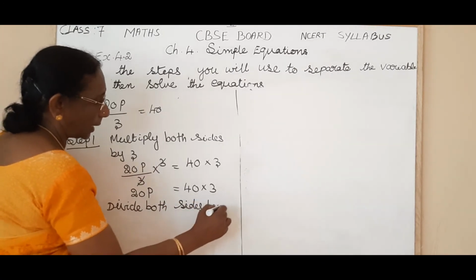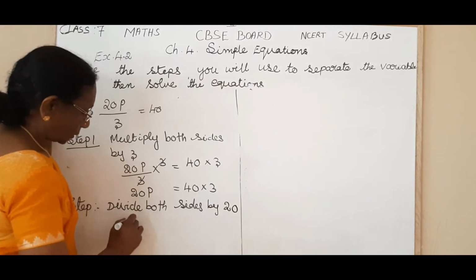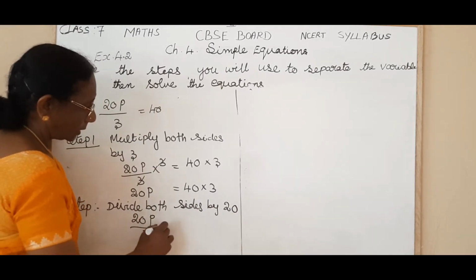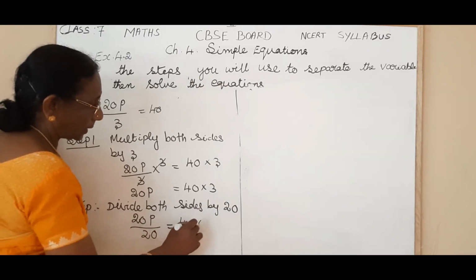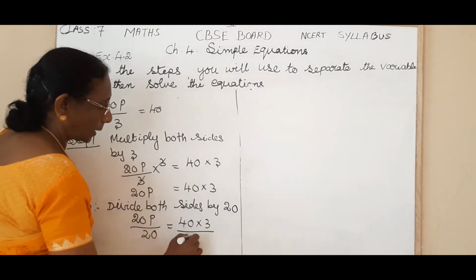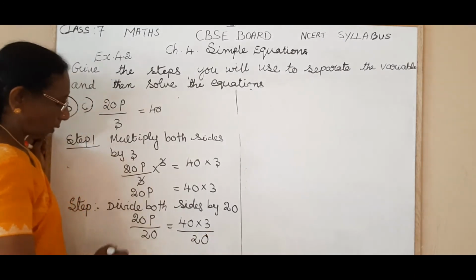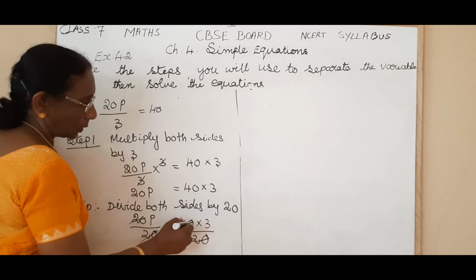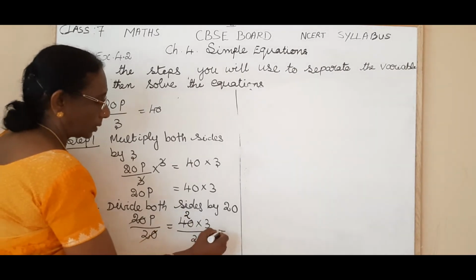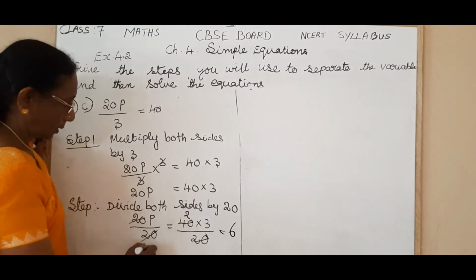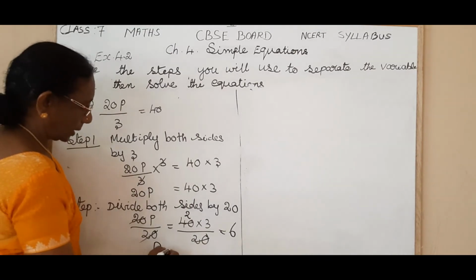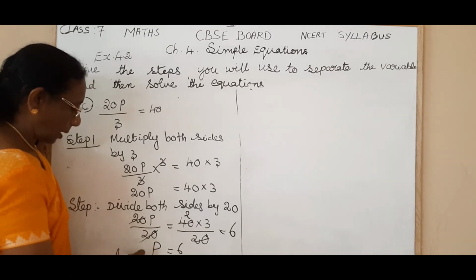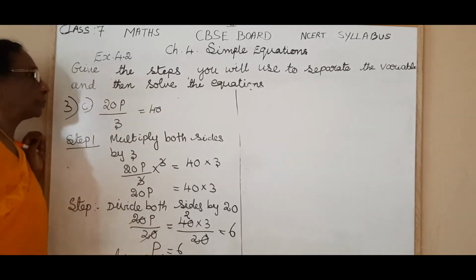By what number? 20. So 20p divided by 20 is equal to 40 into 3 divided by 20. So 20 will get cancelled. And here 2 twos are 40. So 2 threes are 6. So p is equal to 6. So the answer is p is equal to 6.